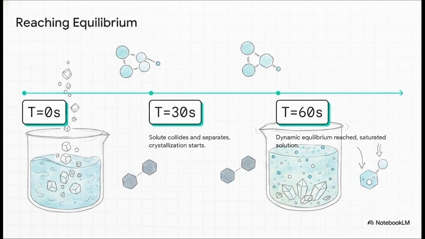But as the concentration creeps up, those solute particles start colliding and separating out again, a process we call crystallization. Eventually, you hit this fascinating state of dynamic equilibrium. This is where dissolution and crystallization are happening at the exact same rate. Once you hit that perfect point, your solution is officially saturated. It literally cannot hold another drop of solute.